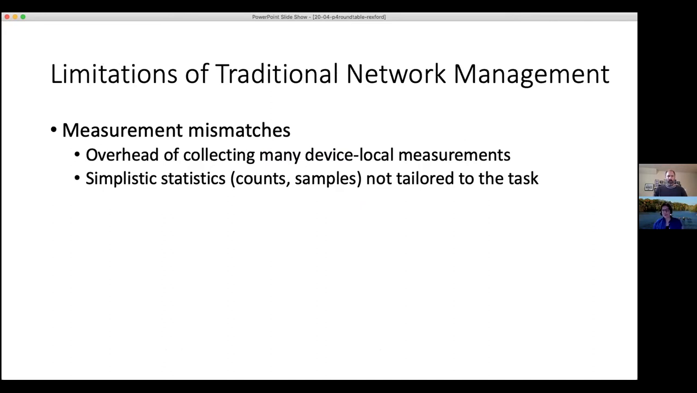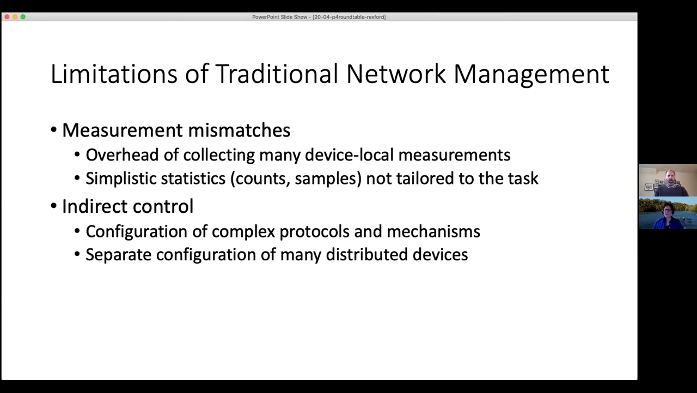And worse yet, those statistics are often quite simplistic. Counts of link load over long time scales, coarse grained sampling of packets, data that's good for many things, but not really particularly well suited to any one task, and in particular, not tailored to the task at hand.